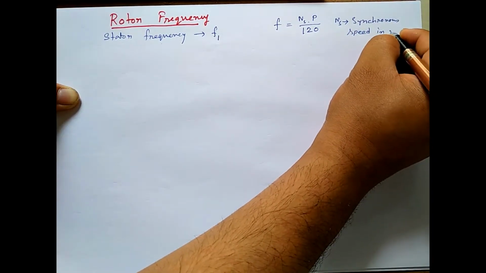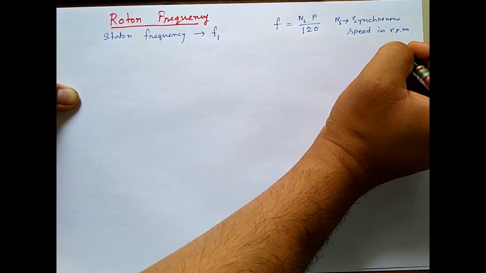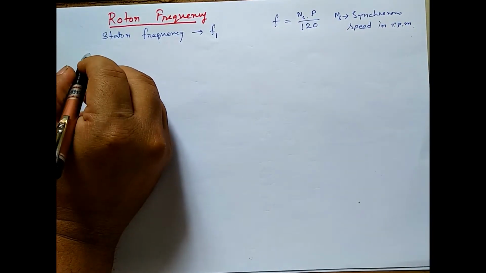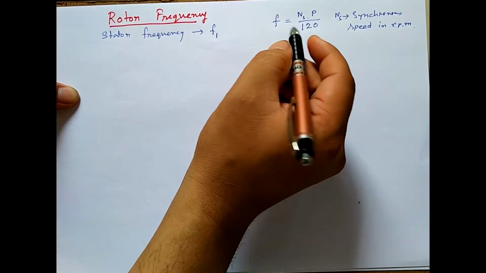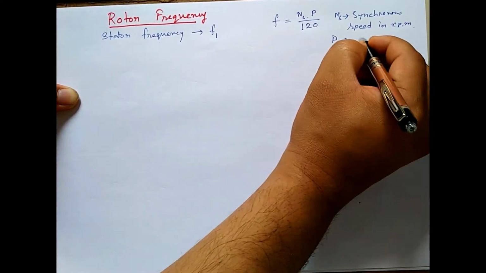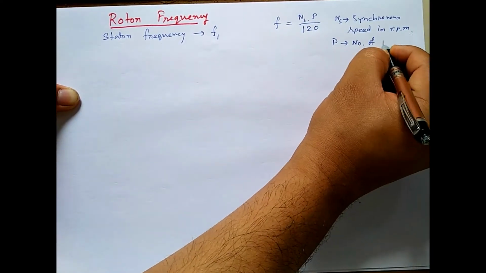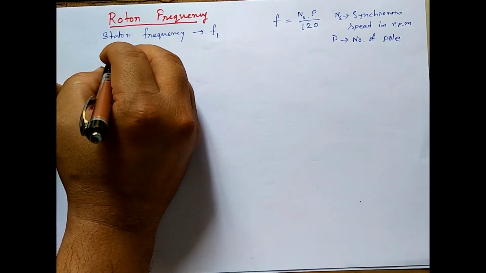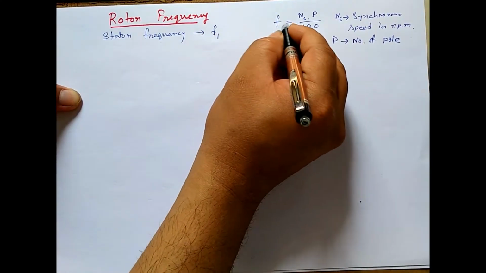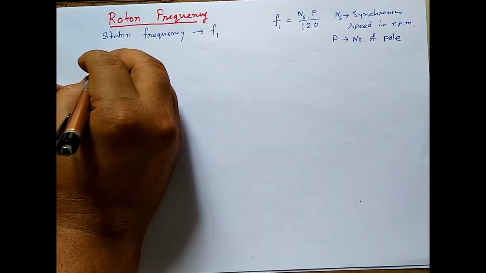So that is the synchronous speed in RPM, and P is the number of poles. That is the supply frequency F1 we have taken.